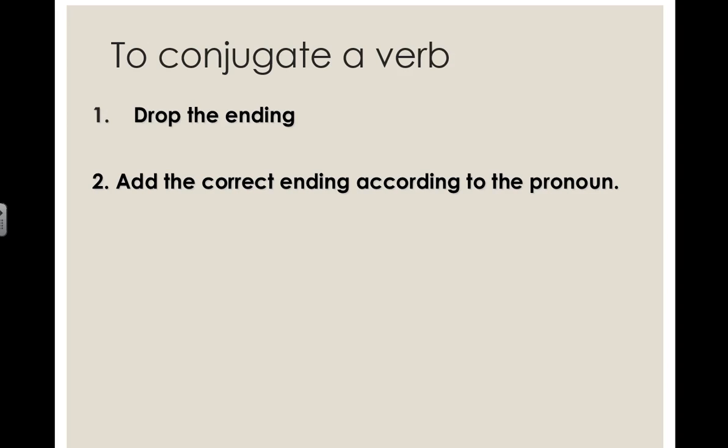So let's look at this. Let's take the verb hablar. The first step is to drop the ending. So you have the verb hablar, you drop AR, so then you're left with H-A-B-L. Now this is called the stem of a verb. The stem does not change when you conjugate the verb. The only thing that's going to change is the ending that you add.